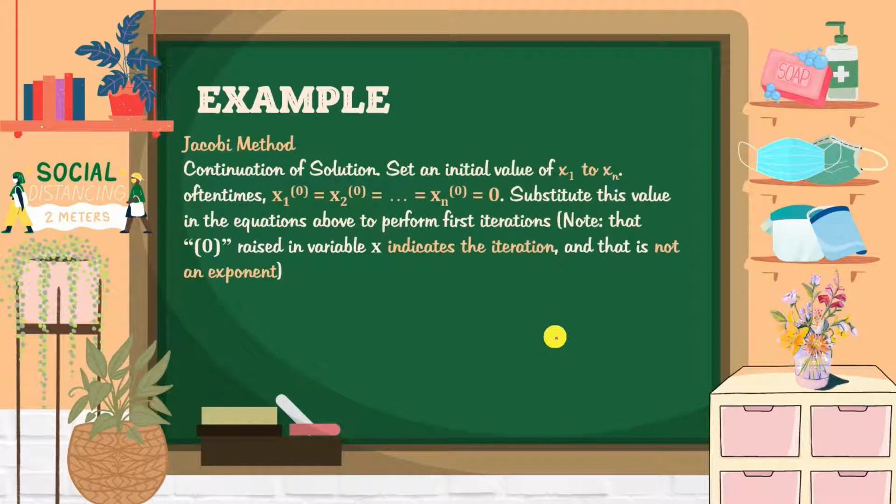Continuing the solution, set an initial value of x sub 1 to x sub n. Oftentimes, it will start at 0, with all the values equated to 0.